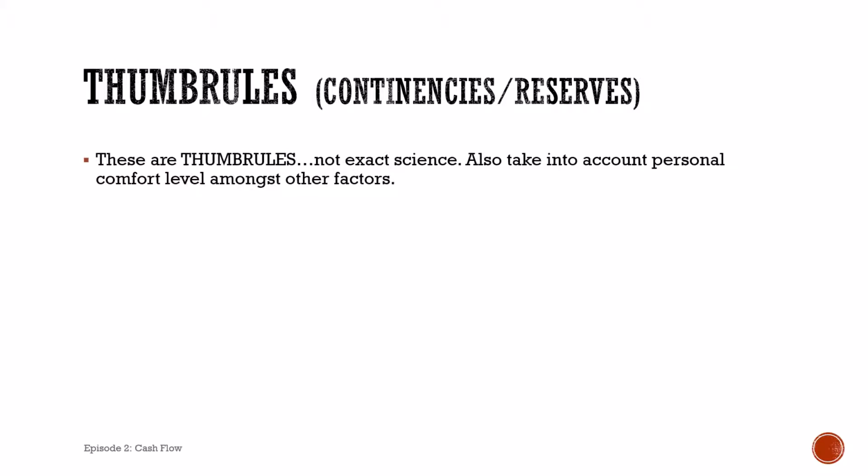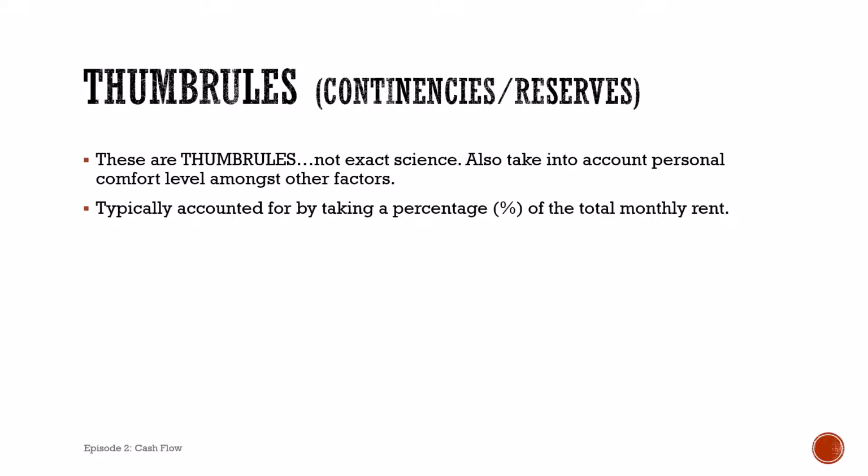All right, so the thumb rules, right? Remember, these are thumb rules. They're not exact science. And a lot of your personal comfort level goes into this as well. So you typically account for your reserves by taking a percentage of the total monthly rent. So vacancy is typically between 5 and 15%. And it's going to depend on things like, is it a long-term rental or is it a short-term rental? And what your market is like.